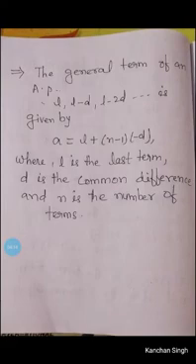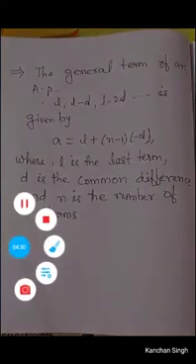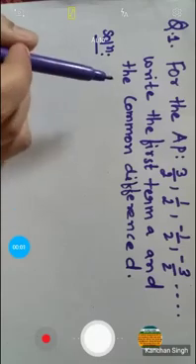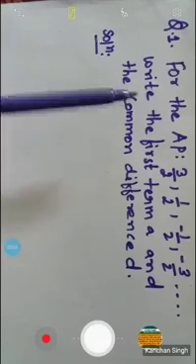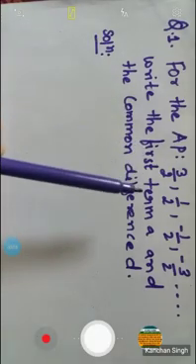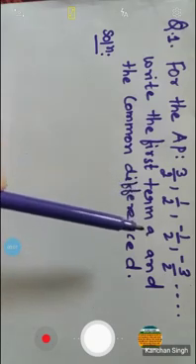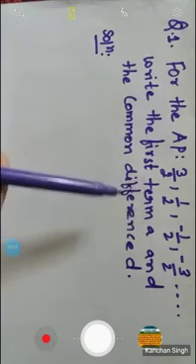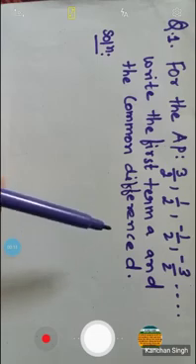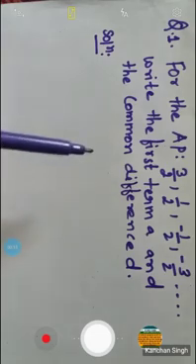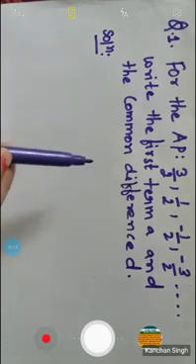Is that okay? So similarly, we will solve some numericals. After understanding all the theory part, now we will start solving some numericals. So just see this numerical. Now see, our question is: for the AP 3 by 2, 1 by 2, minus 1 by 2, minus 3 by 2, and so on, write the first term A and the common difference d. After learning all the theory, we have to find the first term and the common difference.